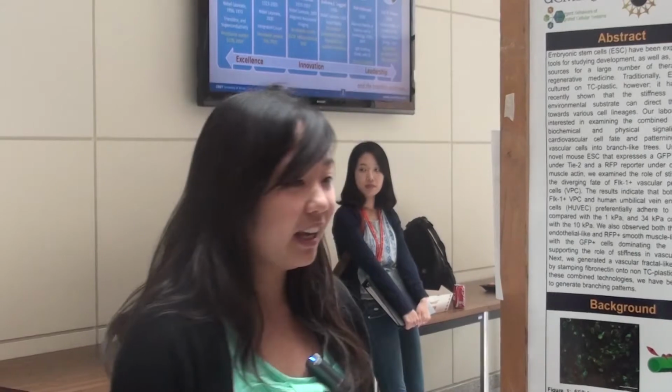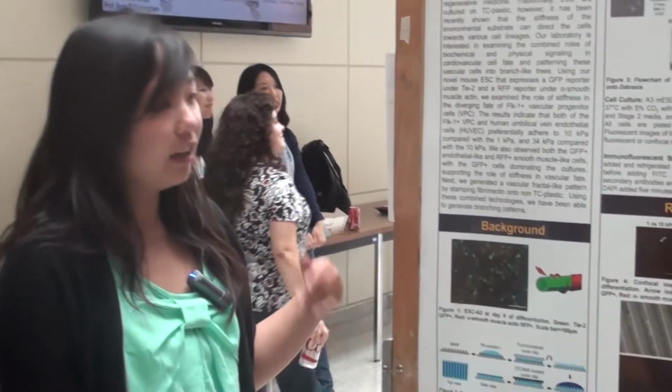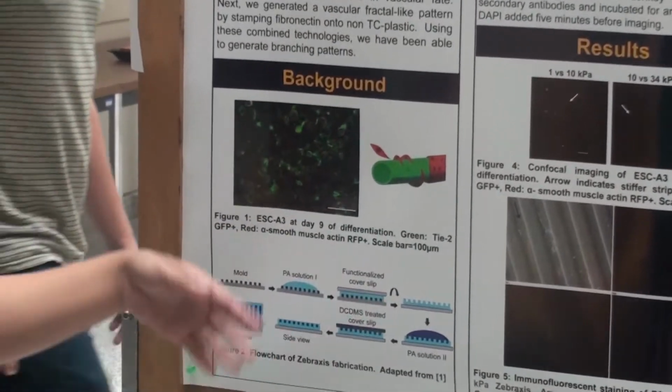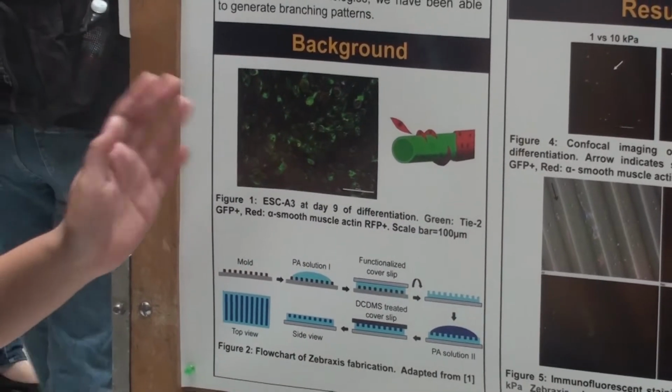Hi, my name is Leanne. The title of my project is Mechanical Forces Can Direct Vascular Cell Fate. I am using a stem cell line that was derived in our lab that glows green and red depending on the types of genes they are expressing. So we are able to tell if they're endothelial cells or smooth muscle cells live in the culture.